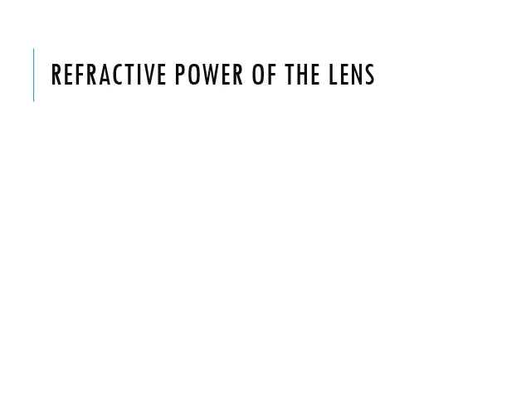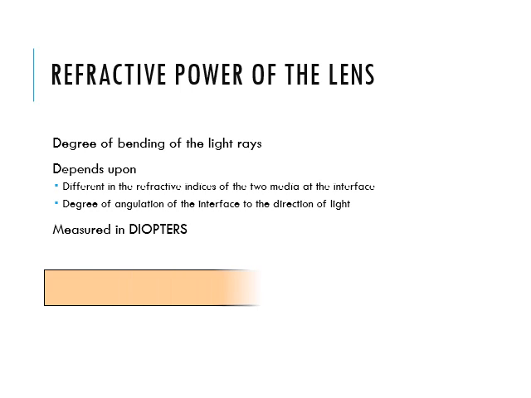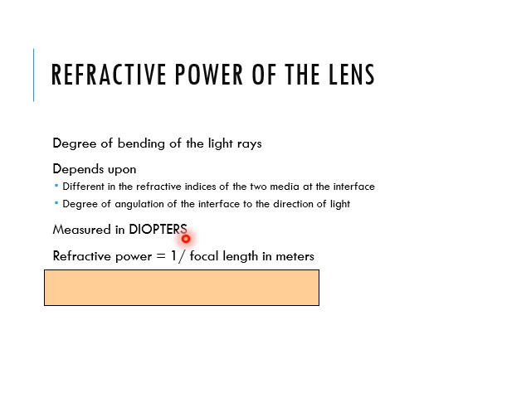Now, what is the refractive power of the lens? The degree of the bending of the light rays depends upon different indices. For example, the refractive indices of the two media at an interface and the angulation. The more the angulation, the more the bending. The more the difference in refractive index between the two media, the more would be the bending of the light rays, and the more would be the dioptric power.